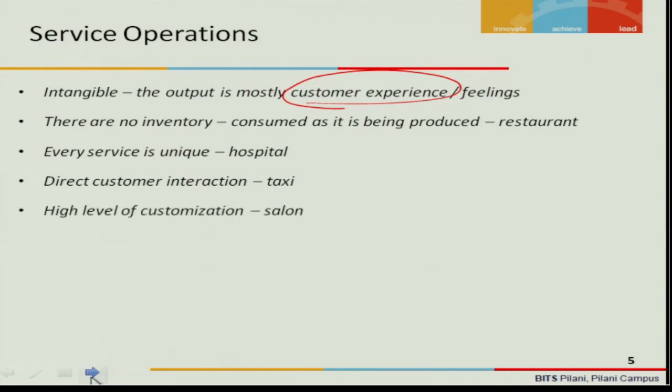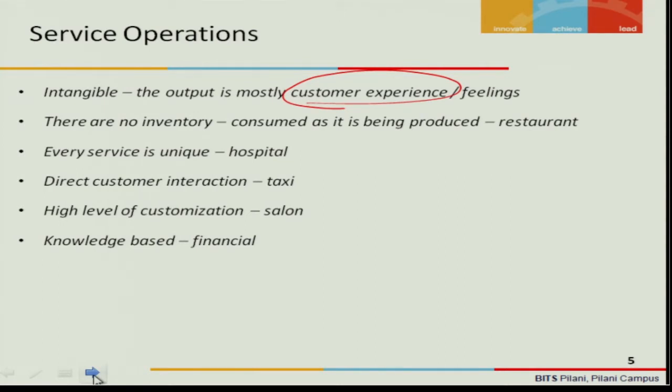There is a high level of customization. Example, saloon. You may wonder what can be the customization in a restaurant. You have watched it in the Hard Rock Cafe. What kind of experience they offer to the visiting customers is a high level of customization. The products may look standard, but the experience is highly customized.